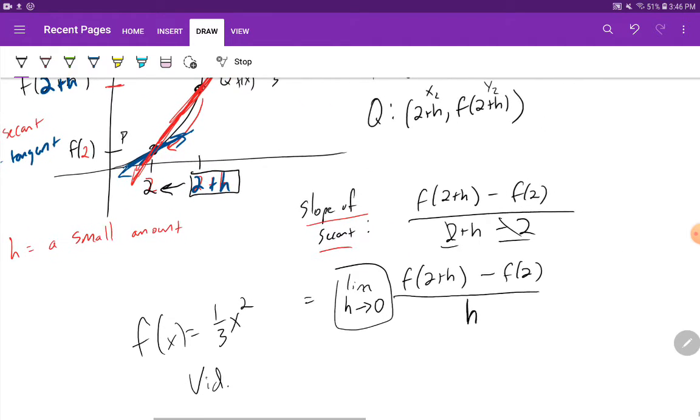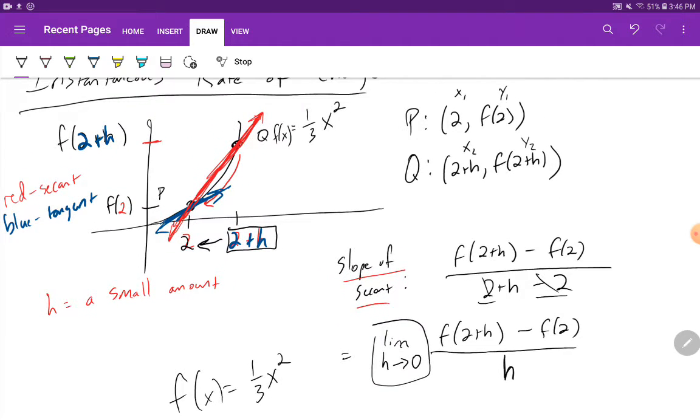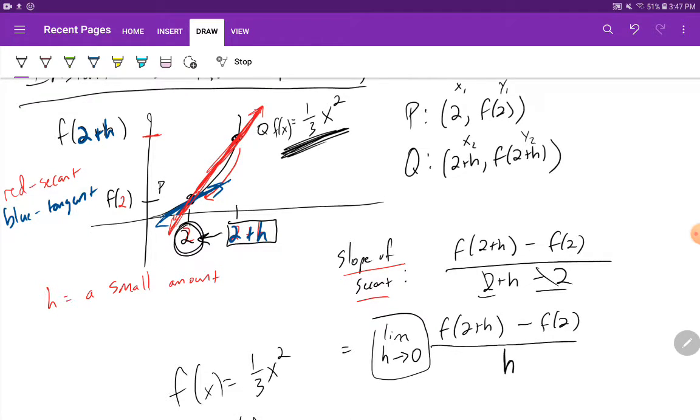So in this example, we're looking at 2 specifically for this function. I think I gave this function as an example. And we're coming off of 2 just a little bit, and that little bit is called h.